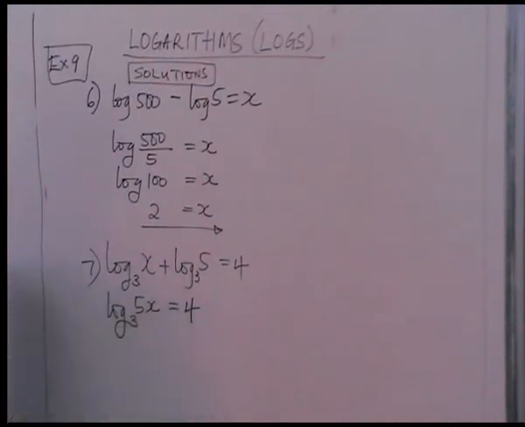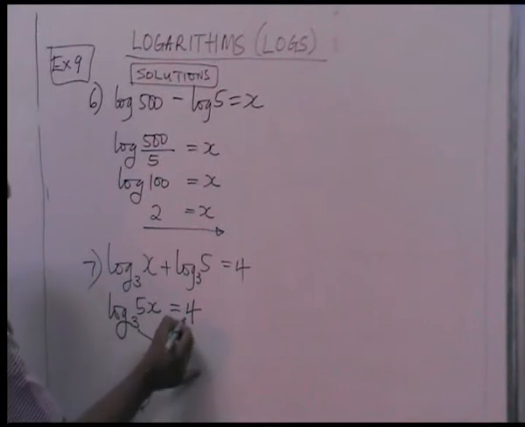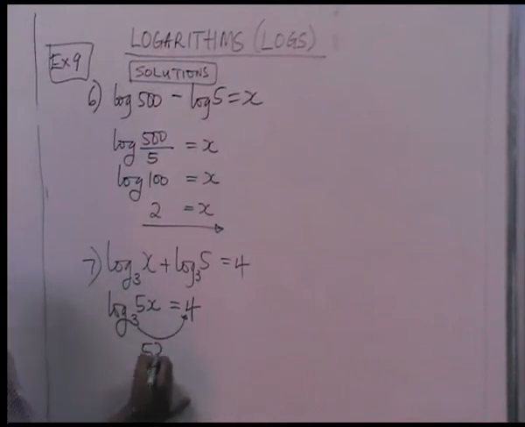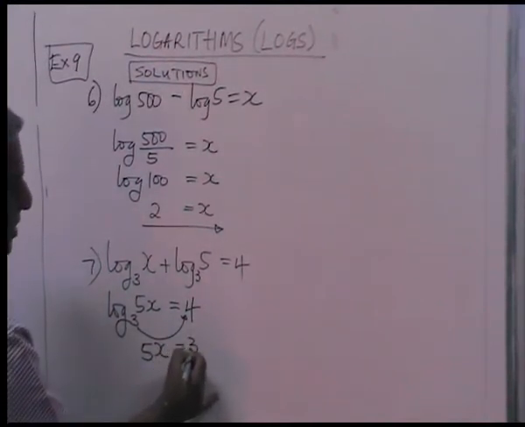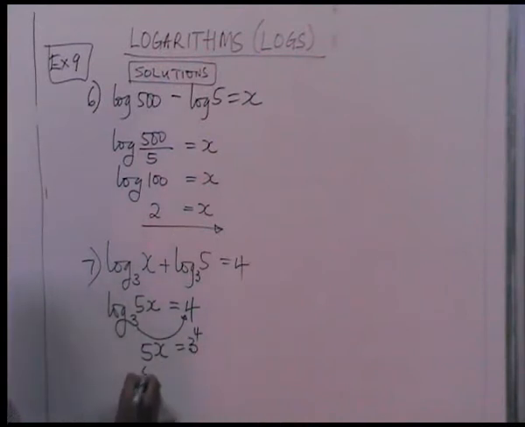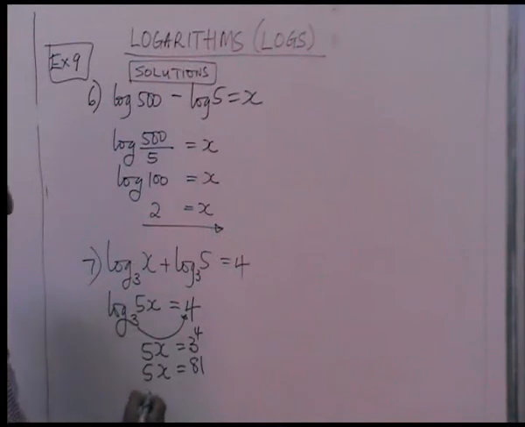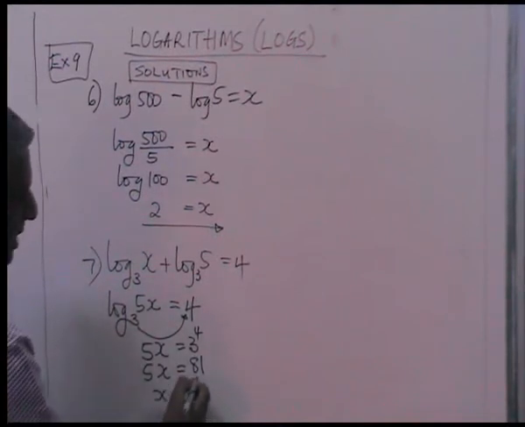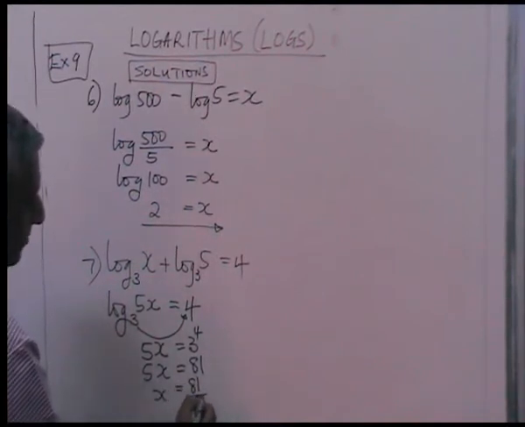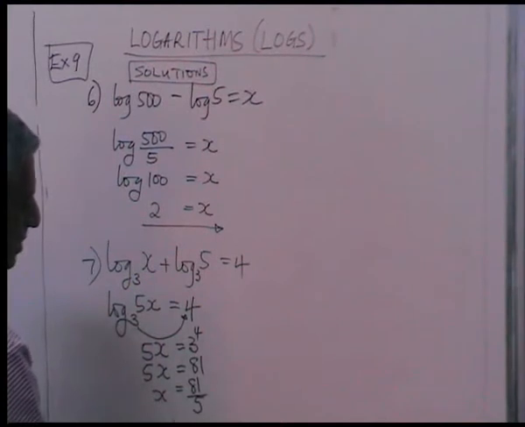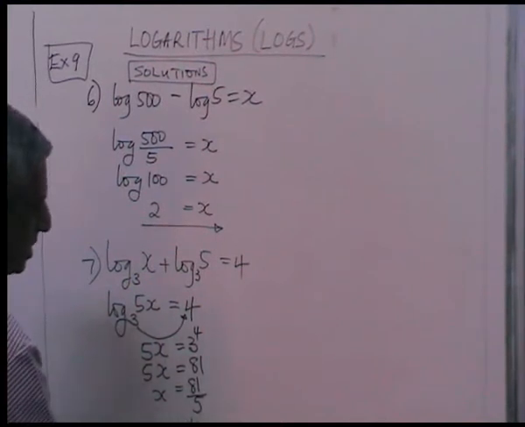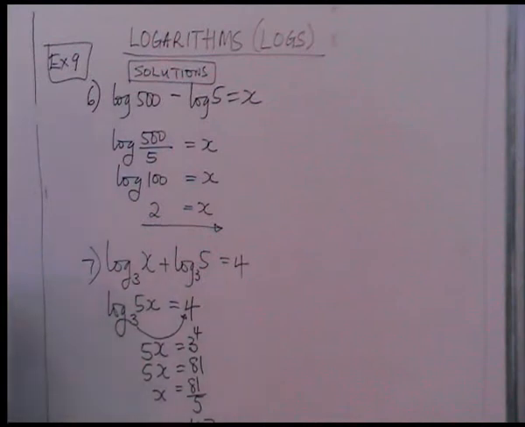And once you've reached this stage, you'll decide to change it to index form. So you'll say, well, 5x is equal to 3 to the 4. 5x is equal to 81. x is equal to 81 divided by 5. And therefore x is equal to 16.2. Alright, so that was number 6 and number 7.